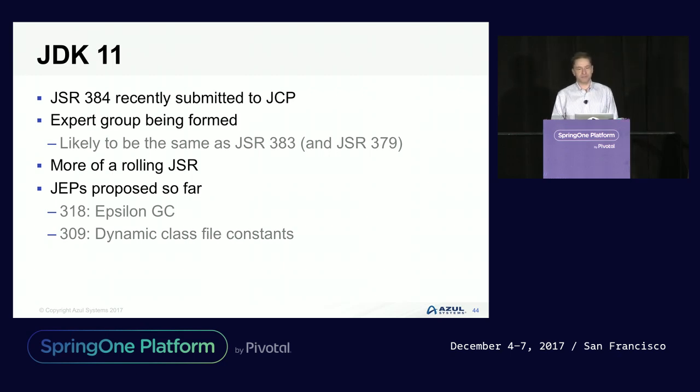There's a couple of JEPs that have been proposed for this. One is 318, which is the Epsilon garbage collector. This is quite entertaining because the Epsilon garbage collector is no garbage collector. So what you do is you run your application and it never collects garbage, so you'll never get pauses. But you do need to be very careful because as you allocate objects, if you don't do garbage collection, you will run out of memory. So really this is designed for testing.